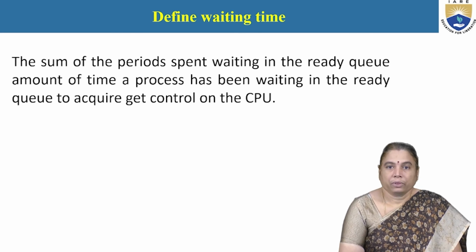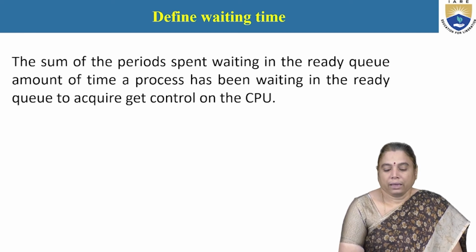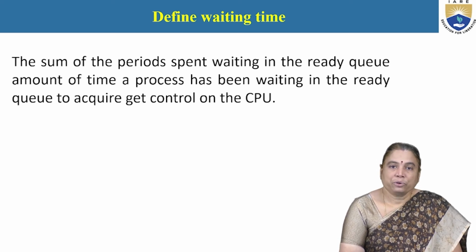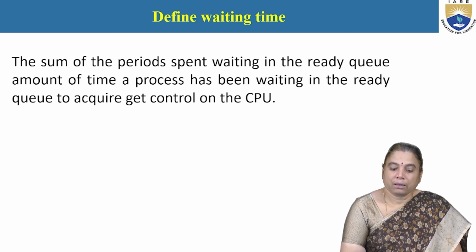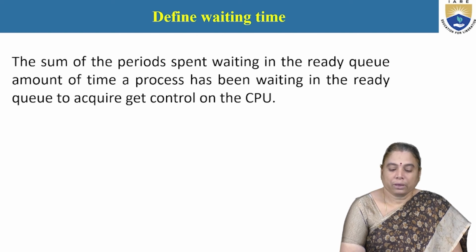Define waiting time. All the jobs, the tasks that are available in the queue, could not be taken by the CPU for execution at one stretch. So fair scheduling algorithms can be used for this purpose, to select which task from the queue goes for CPU execution. The other tasks can be in the waiting state. The sum of the period spent waiting in the ready queue, the amount of time a process has been waiting in the ready queue to get control of the CPU.